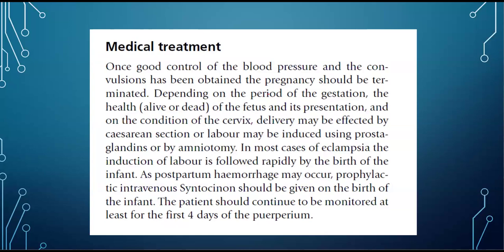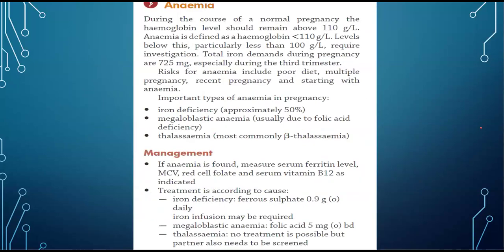Medical treatment, we talked about already. Once good control of the blood pressure and convulsion has been obtained, pregnancy should be terminated. So that's for eclampsia. Once you control the blood pressure and the convulsion, then the pregnancy needs to be terminated. And termination is usually by C-section. So that's all about preeclampsia and eclampsia. Any questions from here, guys?